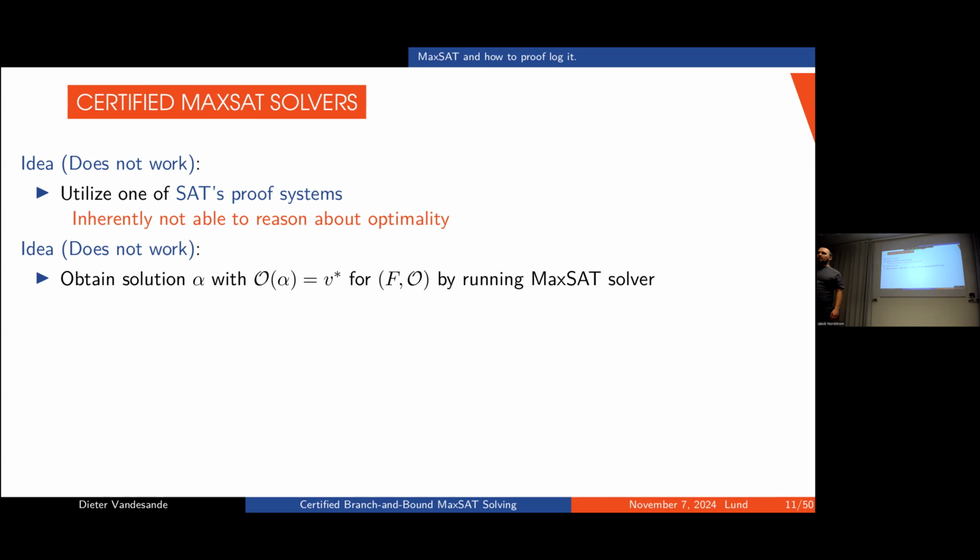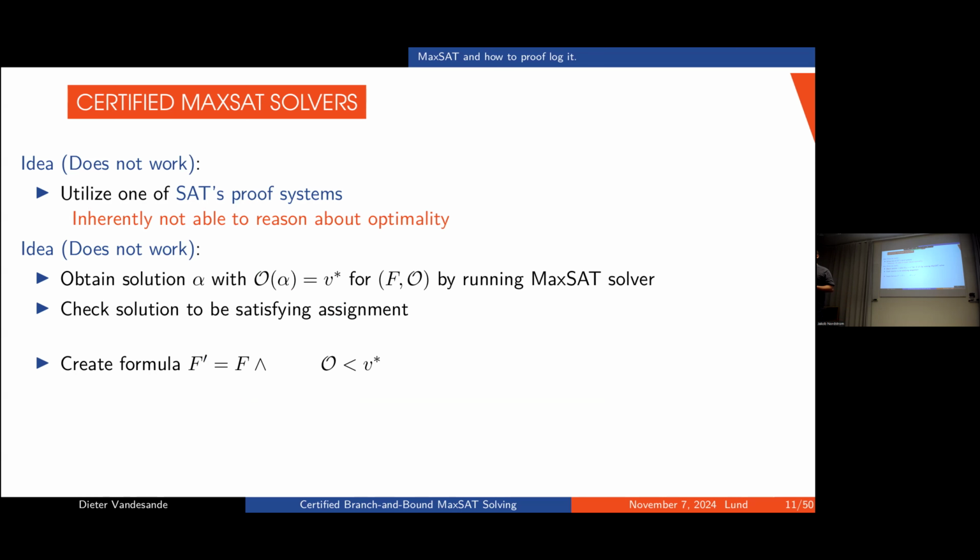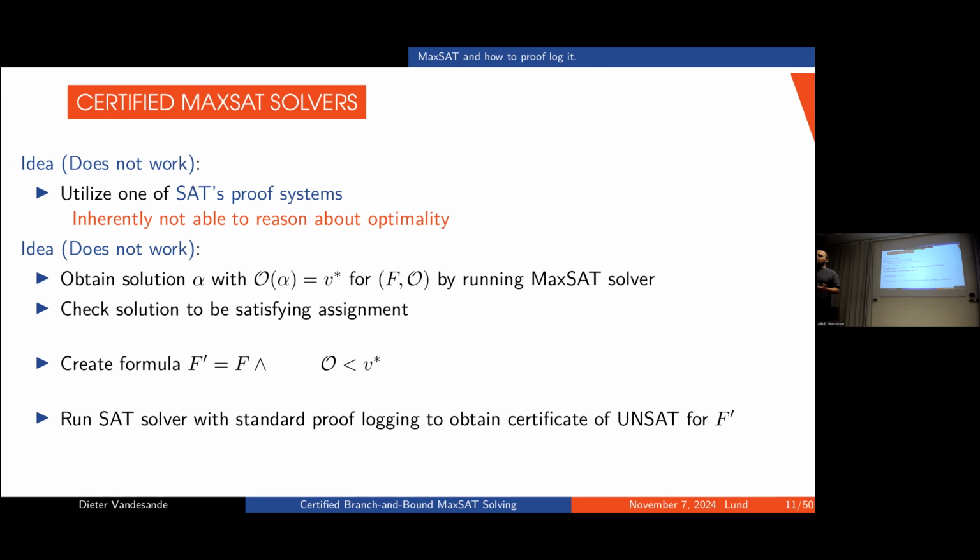Another idea is one that we have received quite a lot from reviewers when we published one of our papers on proof logging MaxSAT with VeriPB. And it goes as follows. Why don't you use some state-of-the-art MaxSAT solver without taking into account proof logging for now? Check if this solution is actually a satisfying assignment. Then create a formula, F prime, that says F needs to be satisfied and I have a strictly better solution. And then run a SAT solver with standard proof logging to get certificates of unsatisfiability of F prime, saying there is no such thing as a better solution. Let's see if this would work.